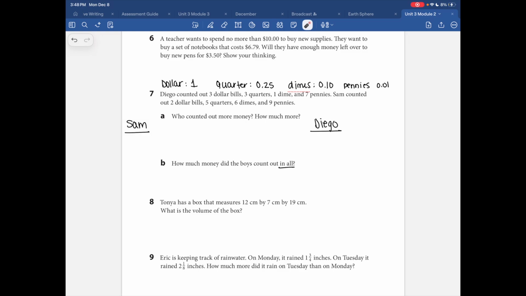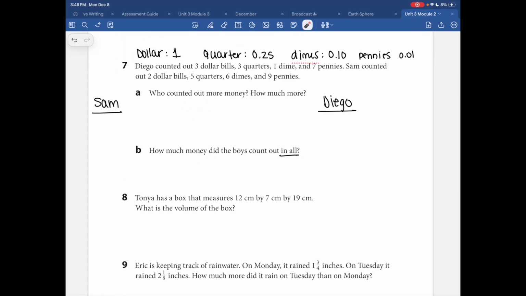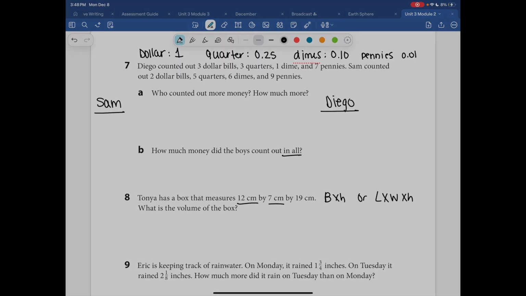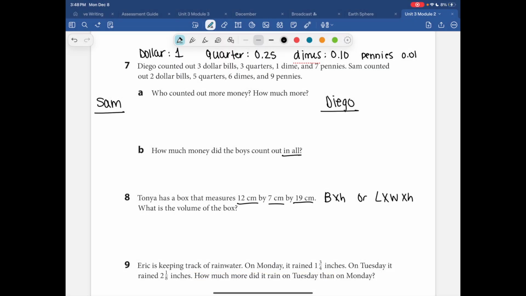All right, Tanya has a box that measures 12 centimeters by 7 centimeters by 19 centimeters. What is the volume of the box? This goes all the way back to our first unit. Remember that when we did volume, we figured out that there's 2 equations to do so, where we have the base times the height, or we have length times width times height. So it looks like here that they have the length times width times height. So to get the volume, you're going to have to multiply those together.